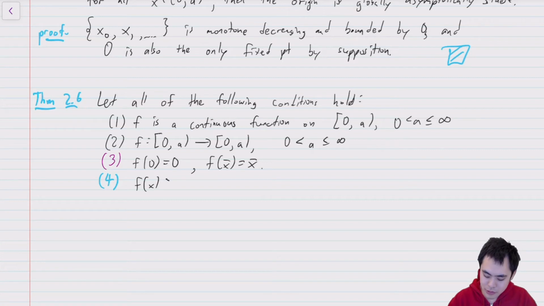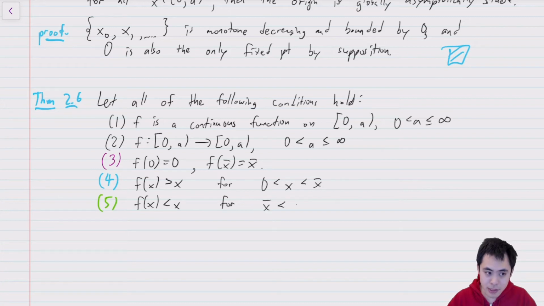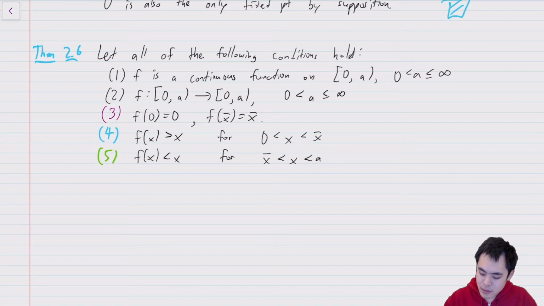4, f of x is greater than x for x greater than 0, less than x bar. And f of x is less than x for x bar is less than x is less than a. And you note that this implies that those two are our only equilibria because everything else doesn't remain constant.